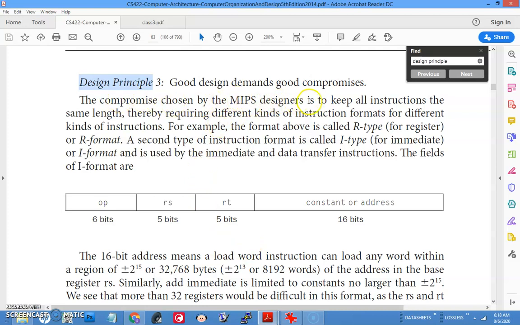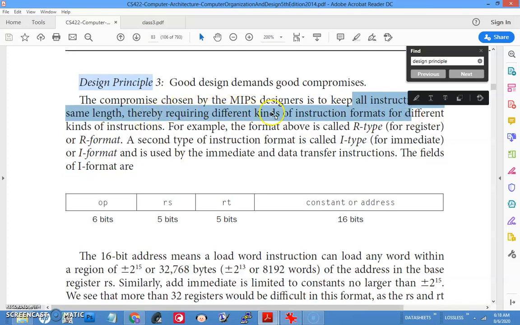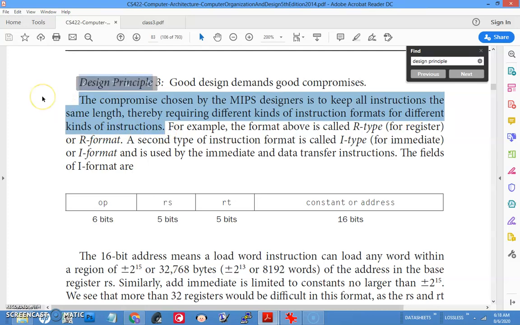The compromise chosen by MIPS designers is to keep all instructions at the same length, thereby requiring different kinds of instruction formats for different kinds of instructions. This is one important point. Also the restrictions in the size of address fields are a compromise. We would be happy if we had larger constants as part of immediates or a larger address space for jump and branch instructions, but that is not materializing because of these compromises.